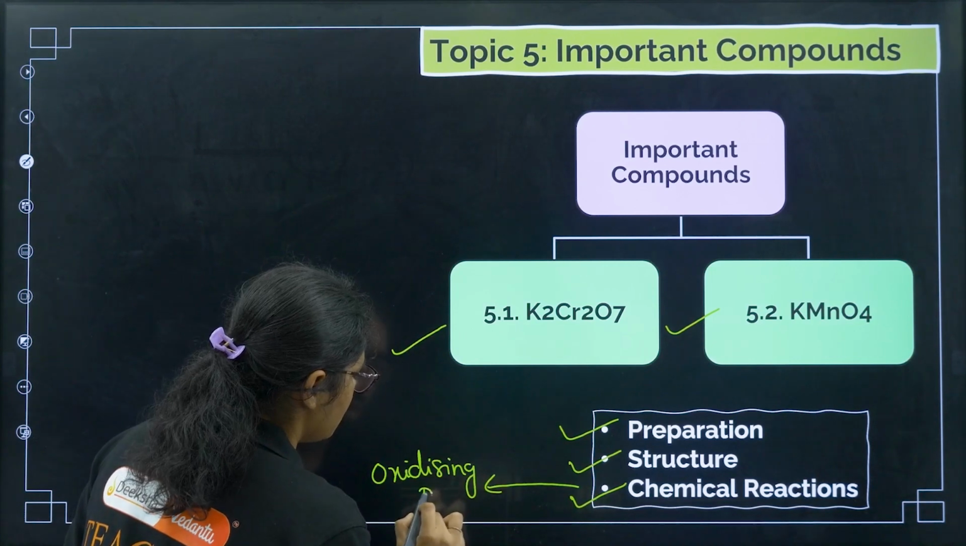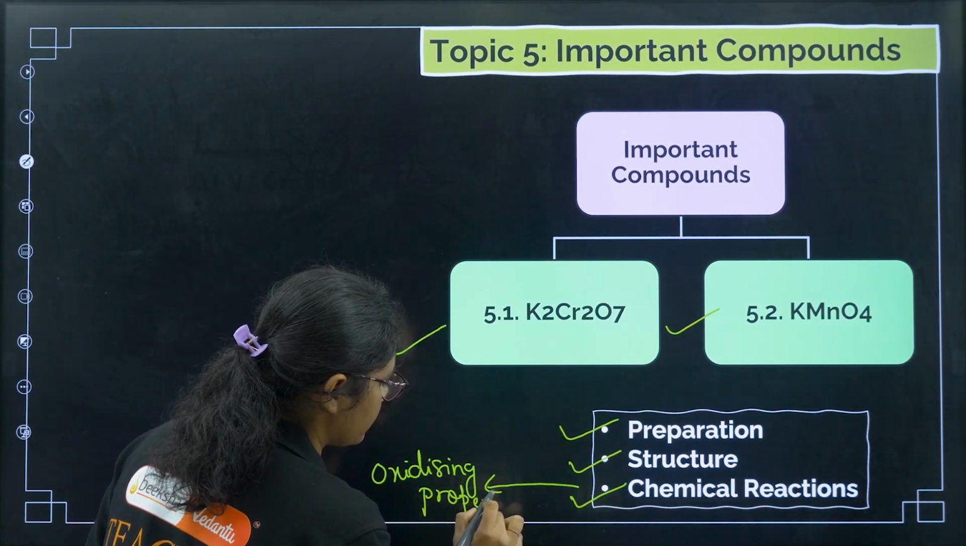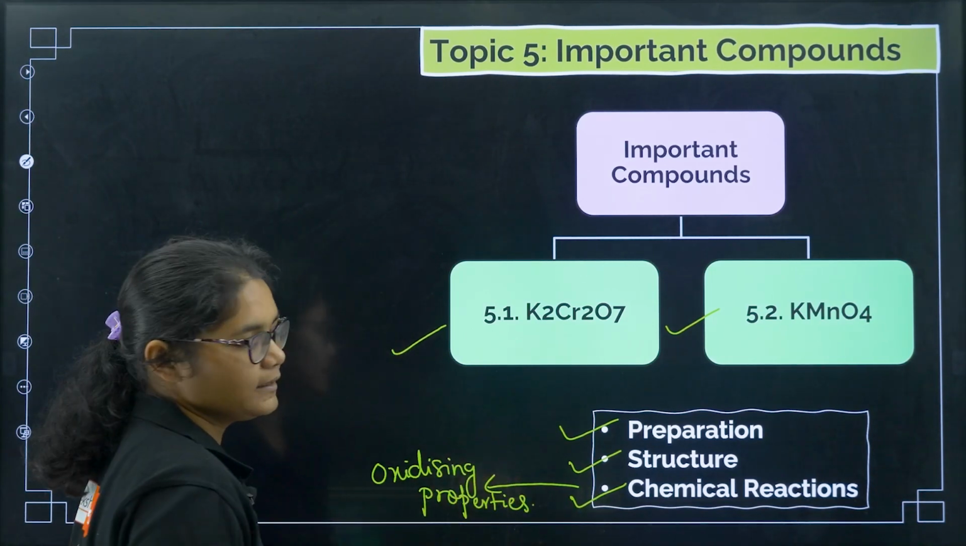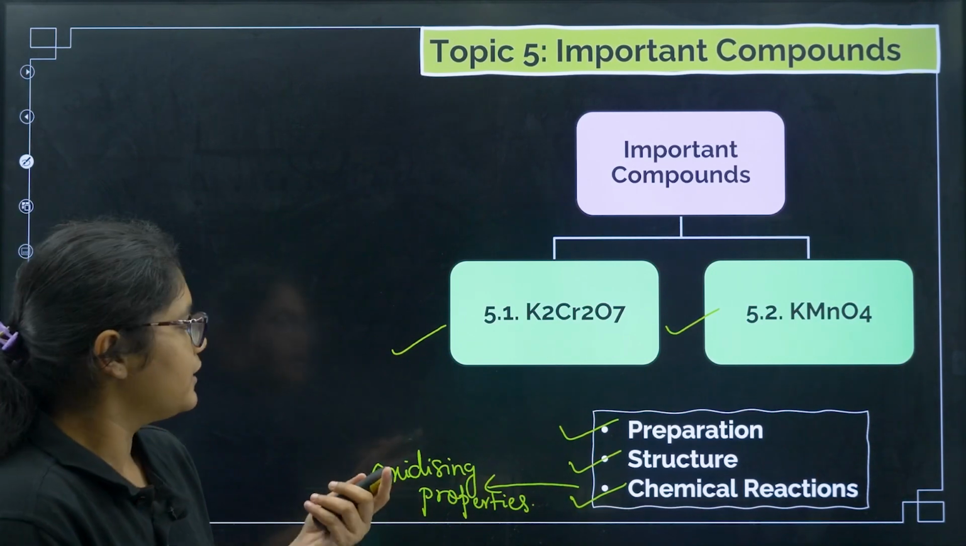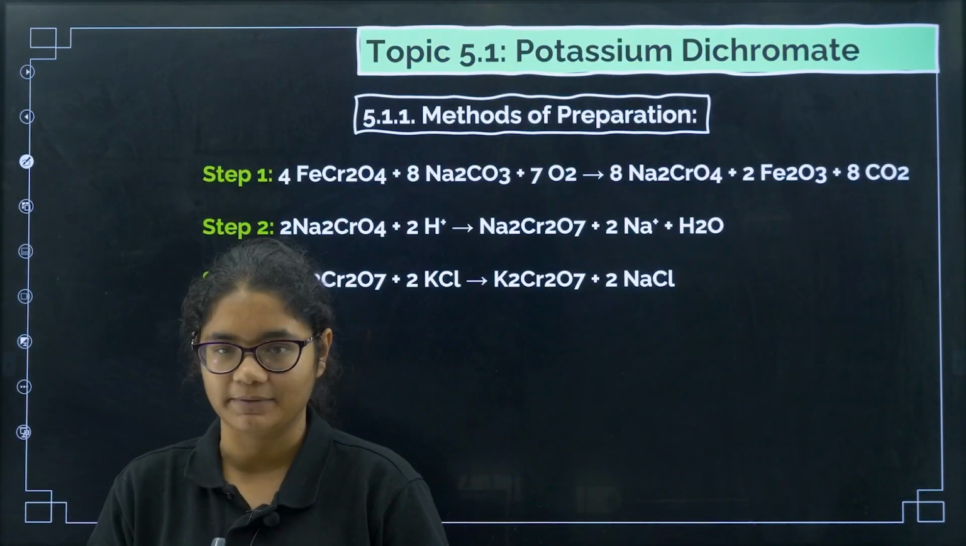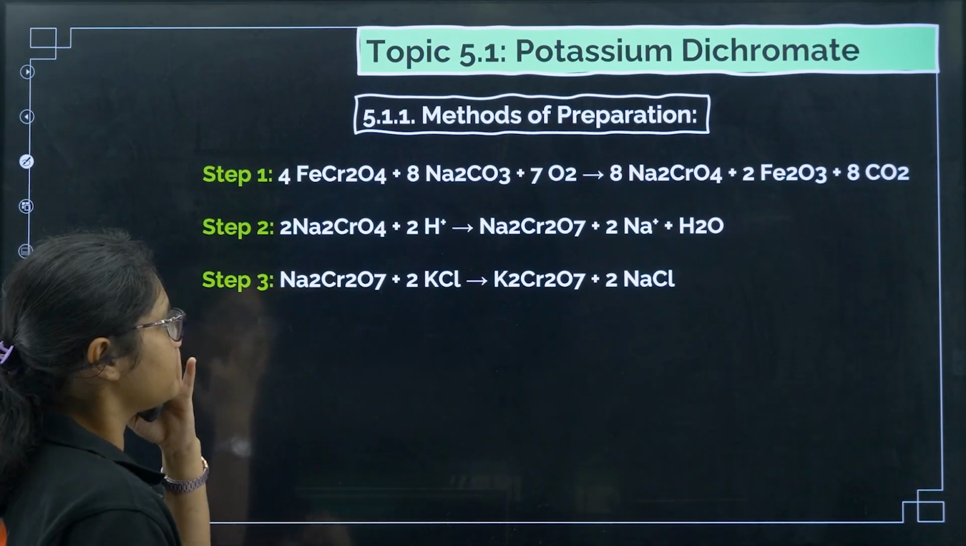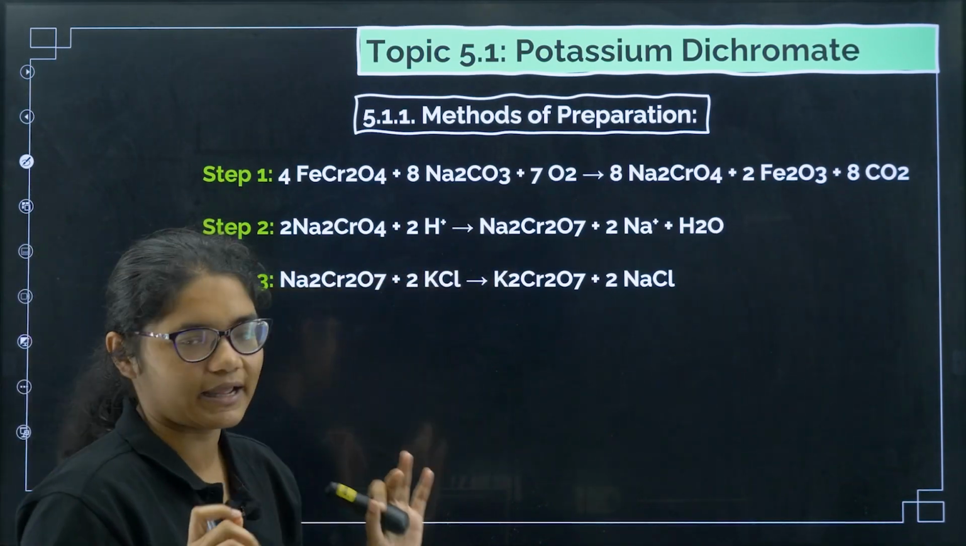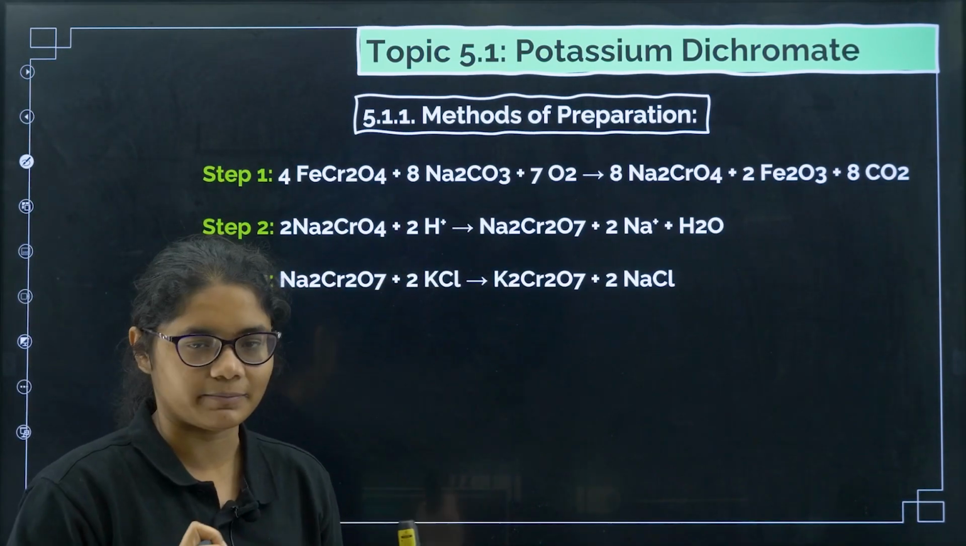Okay, we are mostly going to study their oxidizing properties. Now coming to the first one, methods of preparation. So here, the method of preparation of potassium dichromate. Okay, so only one method of preparation is there.